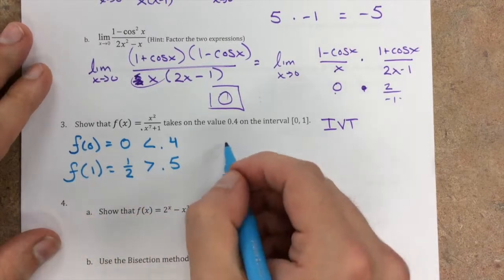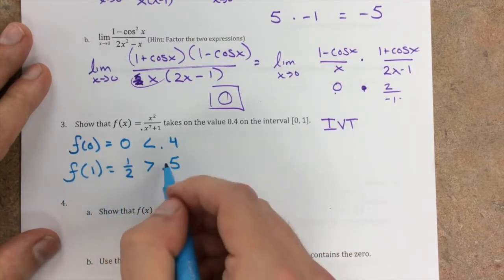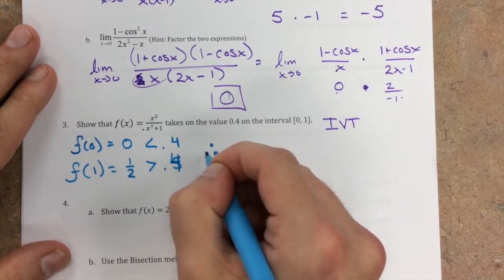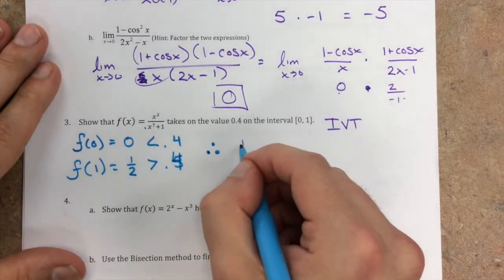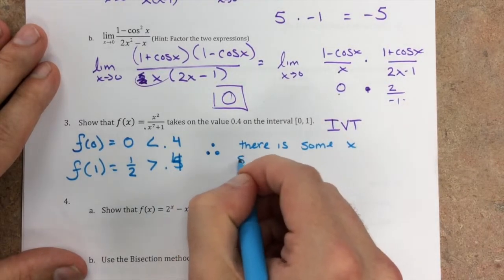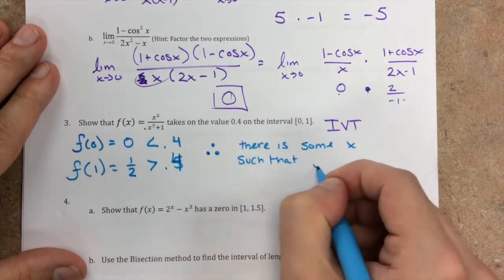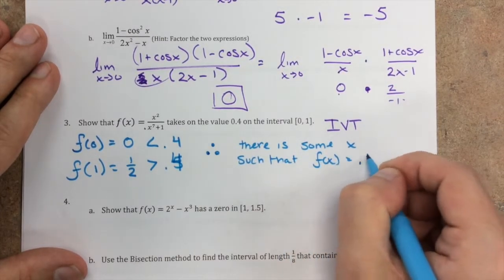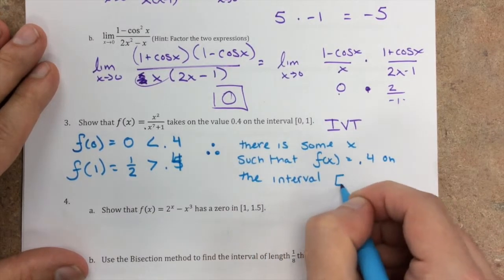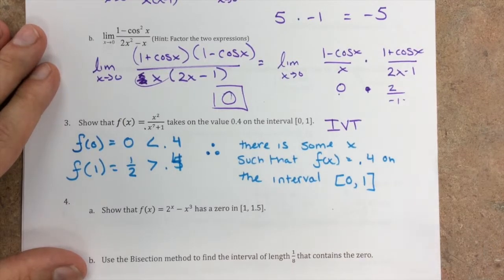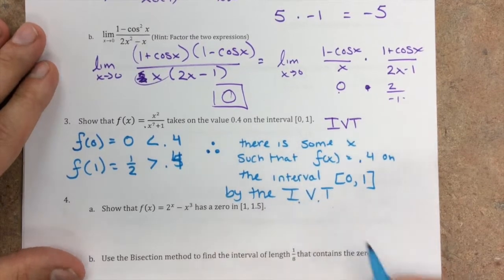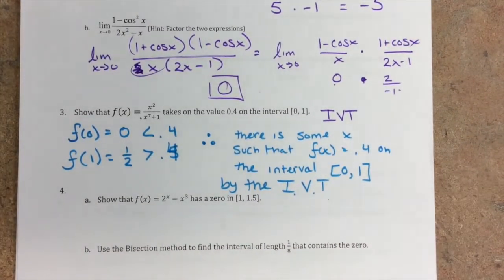So if we know that f of 0 is less than 0.4, and f of 1 is greater than 0.4, remember what these three dots are. That means therefore, there is some x such that f of x equals 0.4 on the interval 0 to 1 by the intermediate value theorem. That's using the intermediate value theorem.